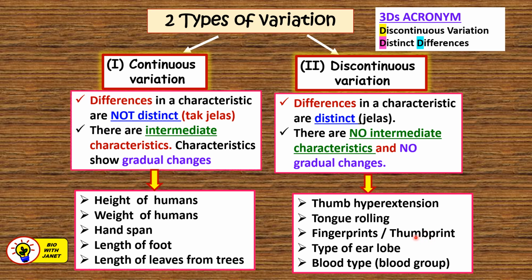Fingerprints, or specifically thumbprint, the type of earlobe, whether free or attached, and blood type or blood group. So there are 4 blood groups, A, B, AB, and O.